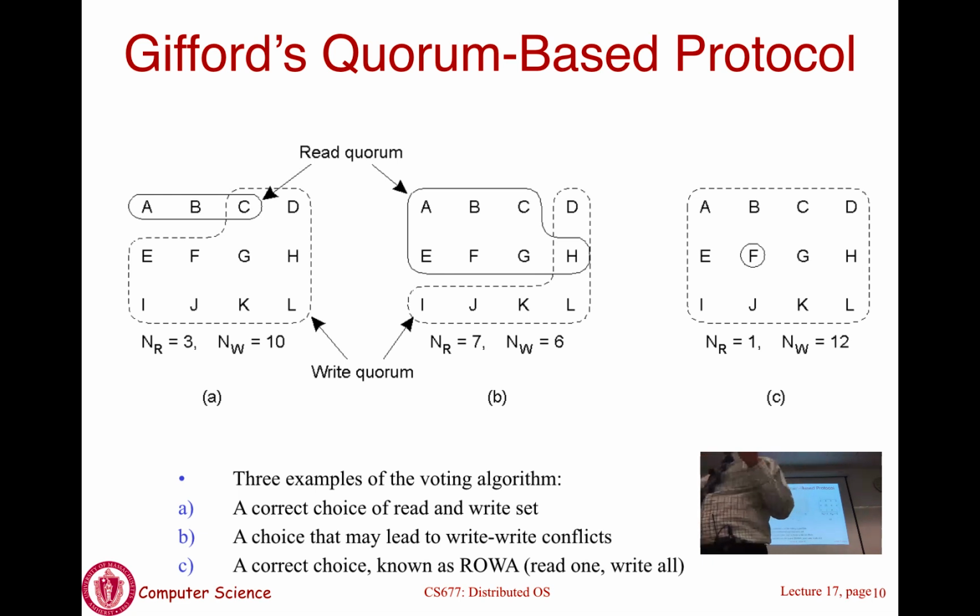To read the file, you can again pick any 3 servers at random. If those 3 servers agree on the version number, then you are guaranteed that that's the most up-to-date version of the file. If they disagree, then you repeat. You pick another 3 servers at random until you get them to all agree.